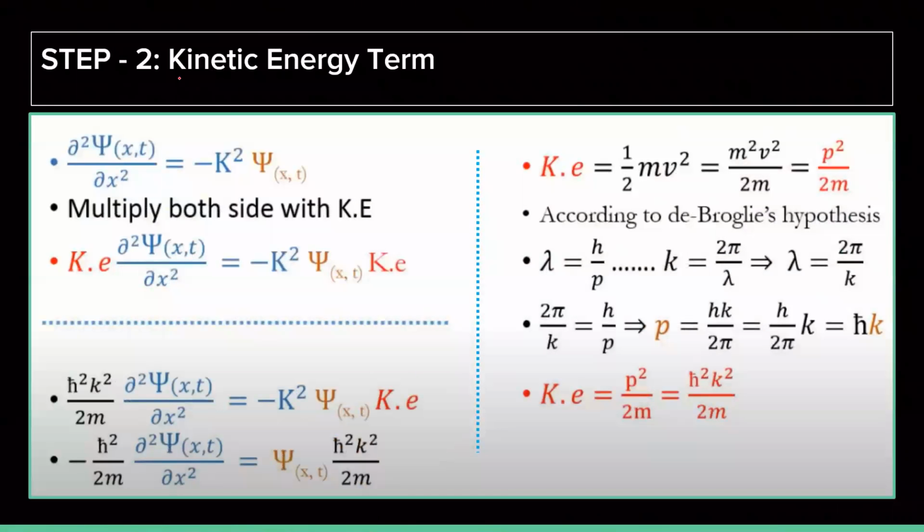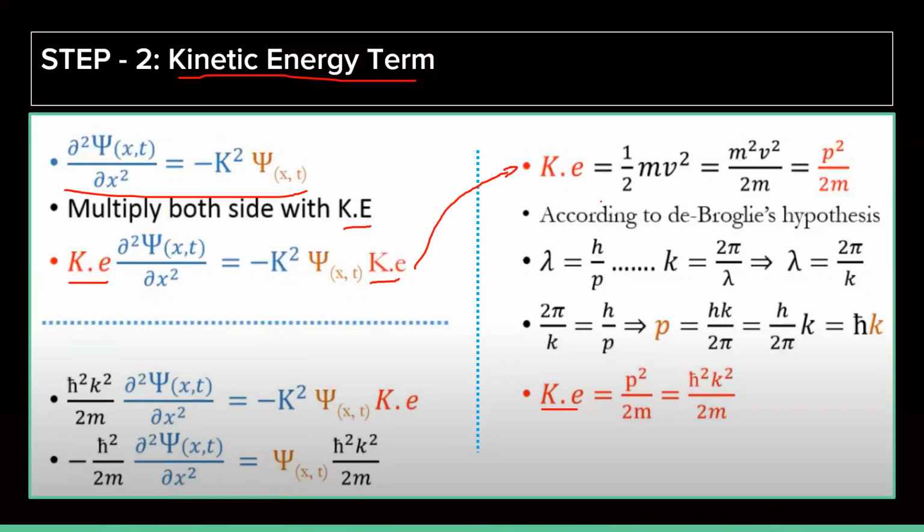Now let's move on to the second step, that is deriving the kinetic energy term, the KE term, and then substituting it in this equation. For that, I just multiply it with KE on both sides, so I get this one. To find KE, I move on to a small derivation.